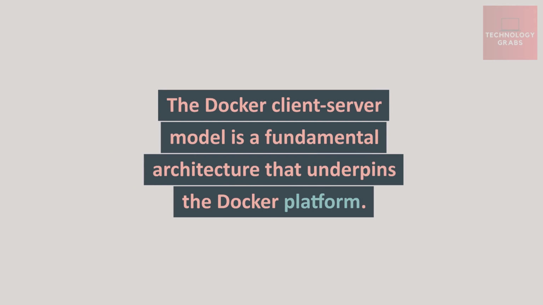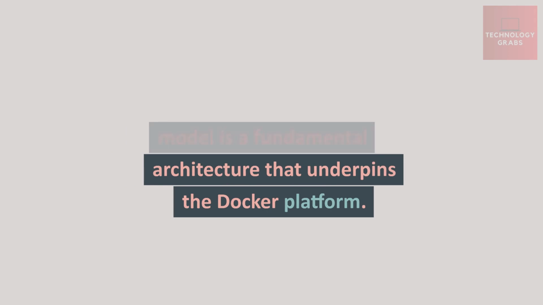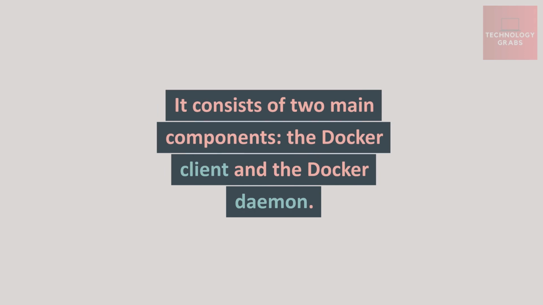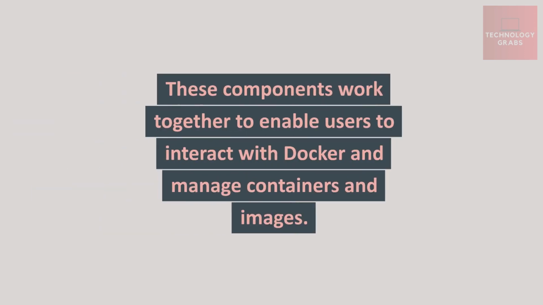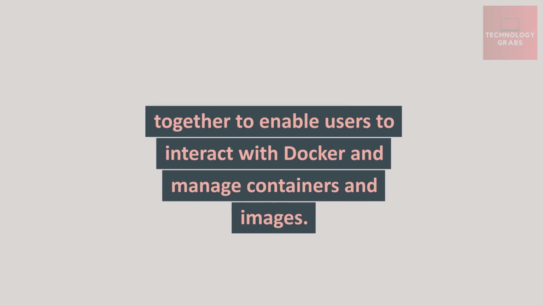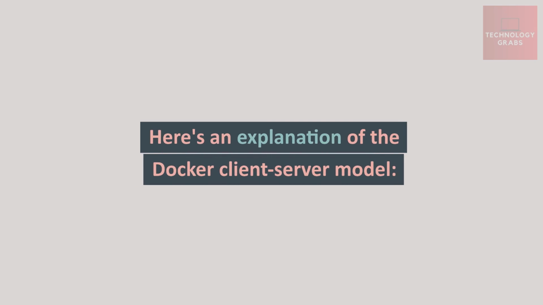Docker Client-Server Model. The Docker Client-Server Model is a fundamental architecture that underpins the Docker platform. It consists of two main components, the Docker Client and the Docker daemon. These components work together to enable users to interact with Docker and manage containers and images. Here's an explanation of the Docker Client-Server Model.